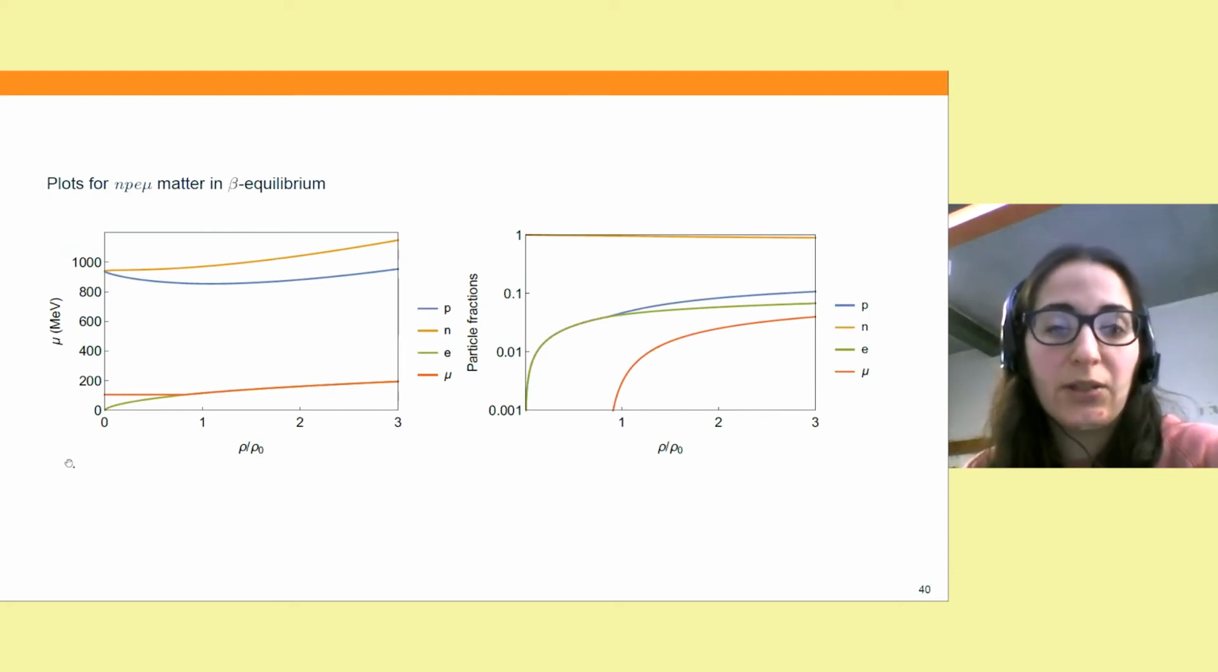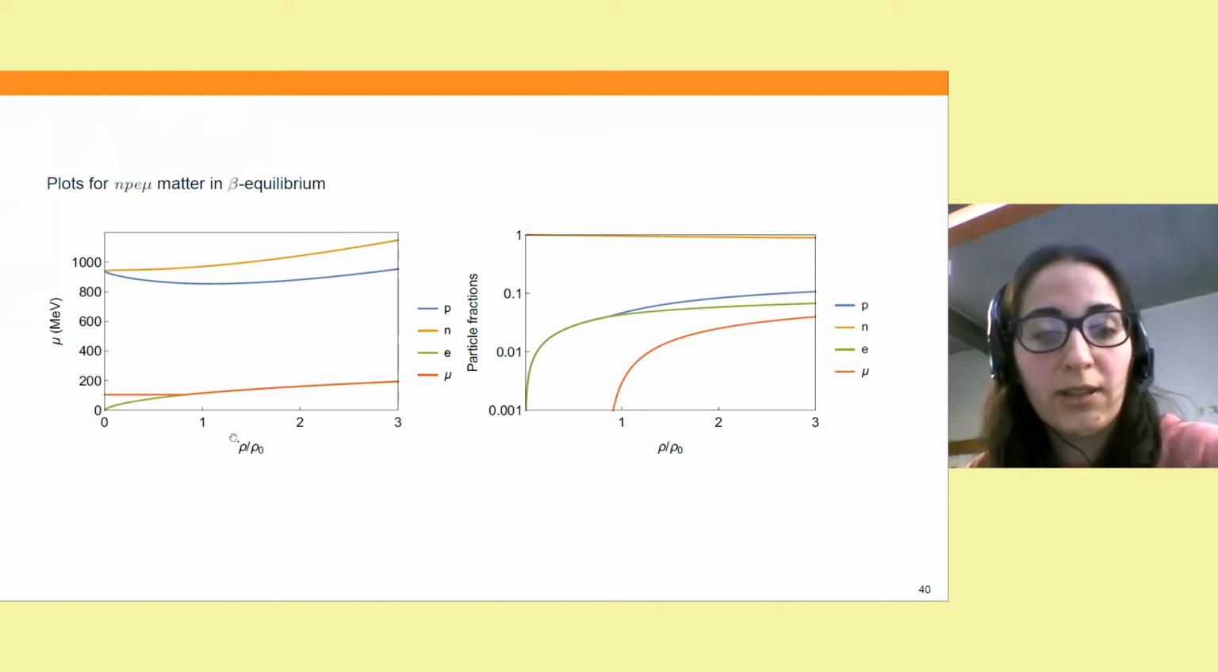So if I do the plots now, I get these things here that are a bit different than before. For the muon chemical potential, we see that it's equal to the mass until the electron chemical potential takes the same value. Then both chemical potentials evolve the same way, because one of our restrictions is that the electron chemical potential is equal to the muon chemical potential for all densities, and we see this here.